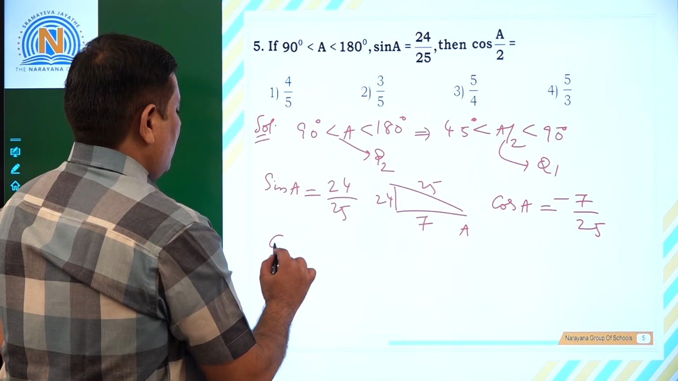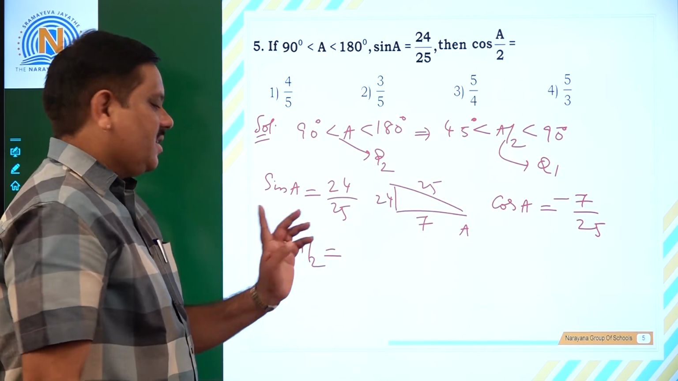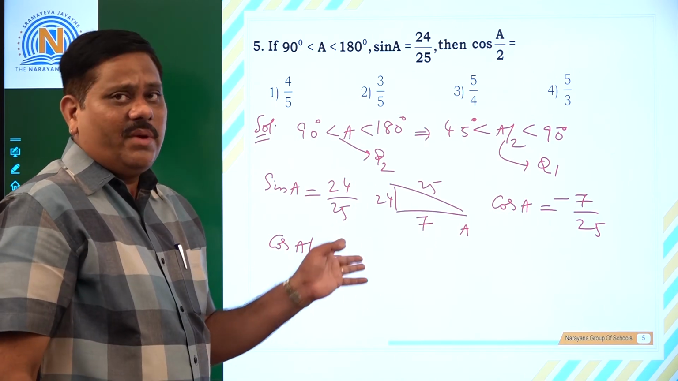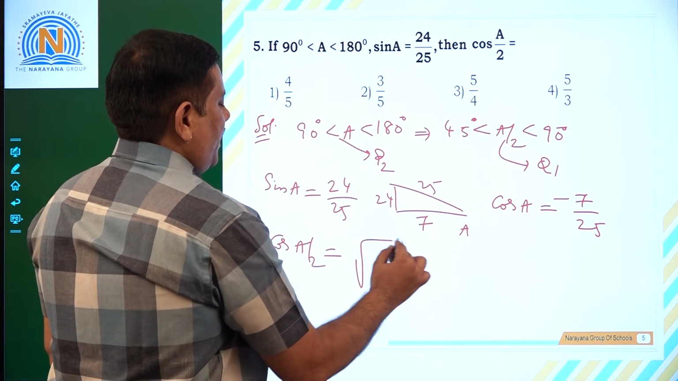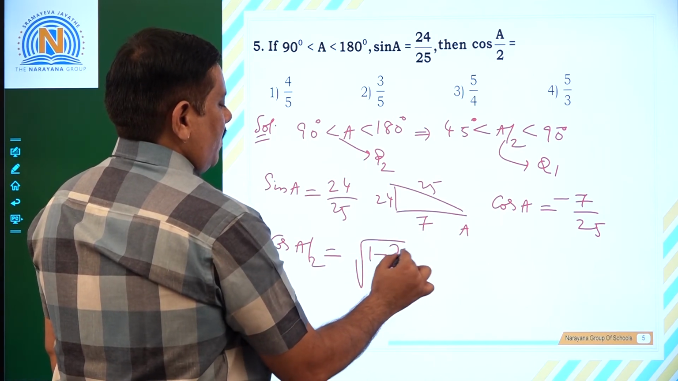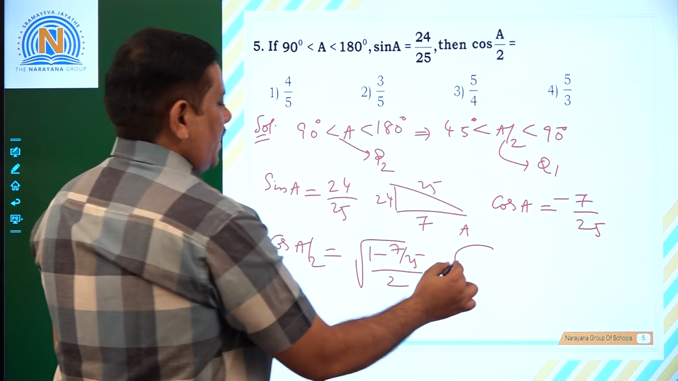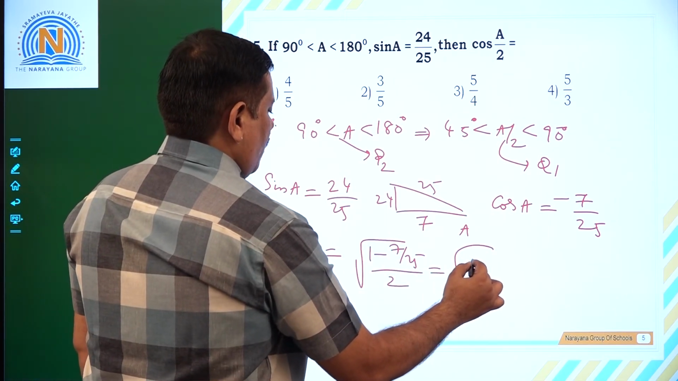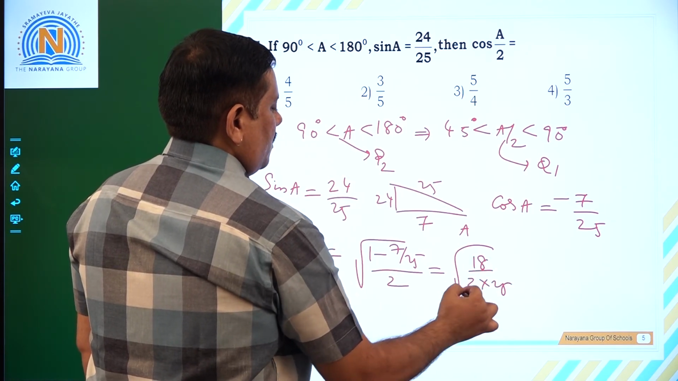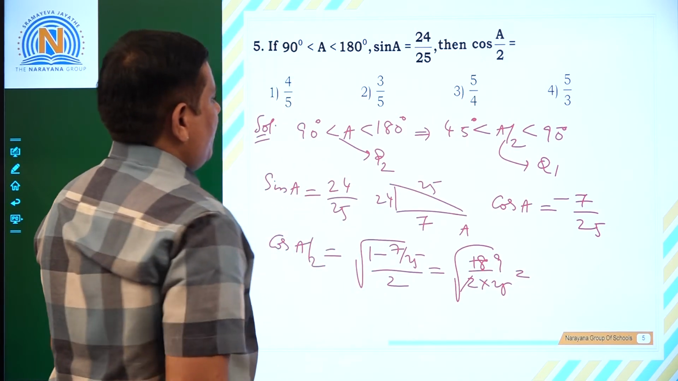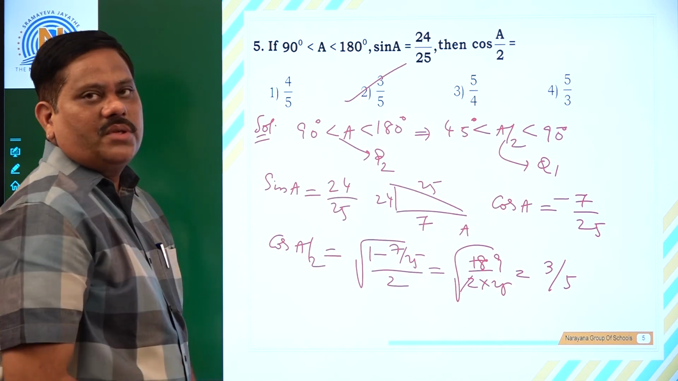Now what do you need? Cos a by 2 is plus or minus under root of (1 plus cos a) by 2. But a by 2 is in the first quadrant, where cos is plus, so simply it is under root of (1 plus cos a) by 2, that is (1 minus 7 by 25) by 2. That is under root of (25 minus 7), that is 18, by 2 into 25. So this is 9 times, so that is 3 by 5. 3 by 5 is the answer for this. That is nothing but the second option for us.